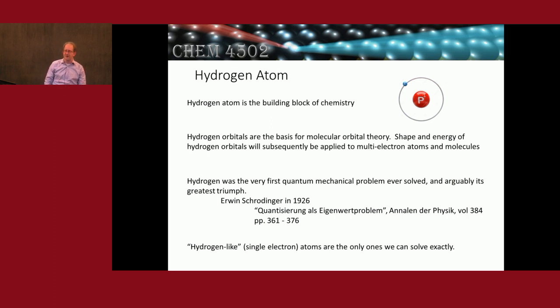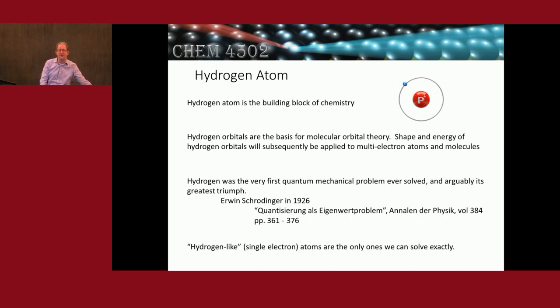Erwin Schrödinger wrote his paper in 1926 in German that I can't possibly pronounce, Quantisierung als Eigenwertproblem, in the Annalen der Physik in 1926, in which he solved the hydrogen atom. He didn't start with a simple problem like particle in a box or particle in a ring. No, he went straight for the hydrogen atom. That was the first thing he solved.